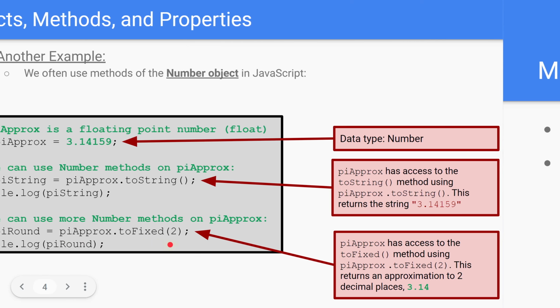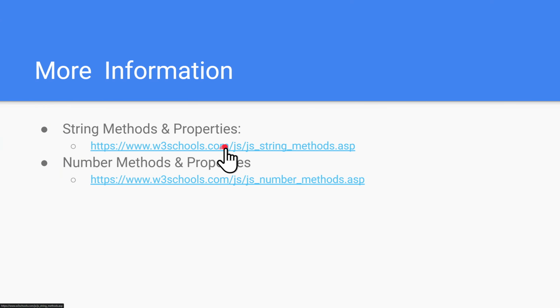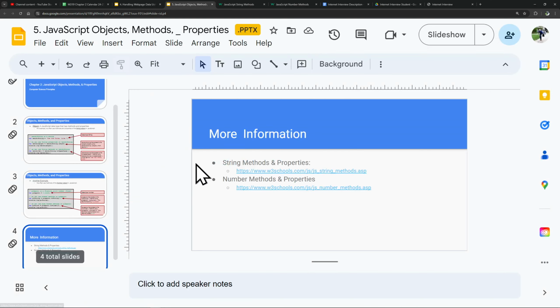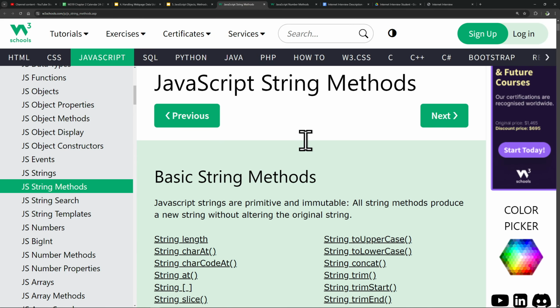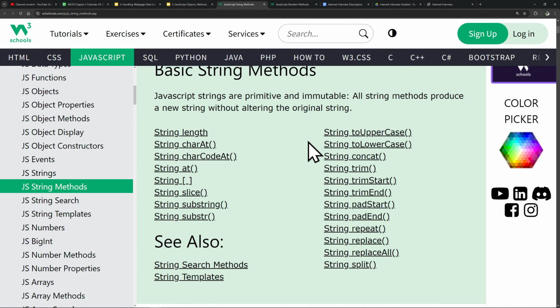And so the last slide just has a W3Schools link to take a look at these. I have both of these tabs open. The first one is for string methods. What are some methods specifically for the string object? So you can take a look at these. There's a few of these we're going to use throughout the year: charAt, charCodeAt, toUpperCase, toLowerCase. Those are just some of the ones we use quite a bit in this class.